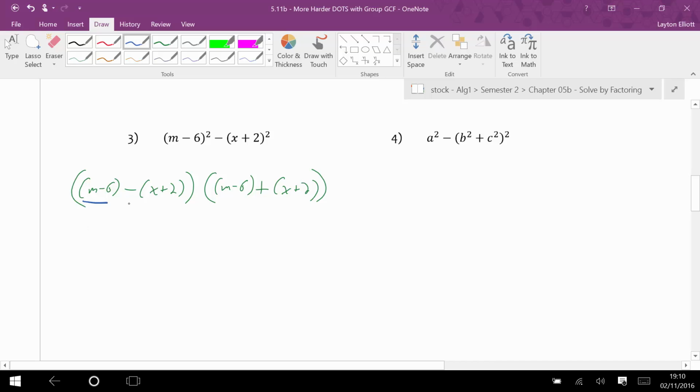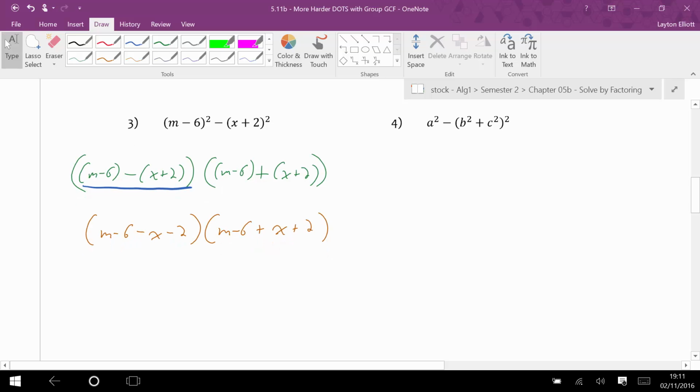So in the next step, I'm going to look at this whole thing. I'm going to decide that this m minus 6 can drop because there's just a 1 in front of it. That's like a positive 1. And this x minus 2, that has to change sign because it's like a negative 1 in front of it. So I get that, minus x minus 2. Here, the m minus 6 parentheses drop and it just stays the same, and plus x plus 2, those drop. So I've dropped those parentheses that were inside.